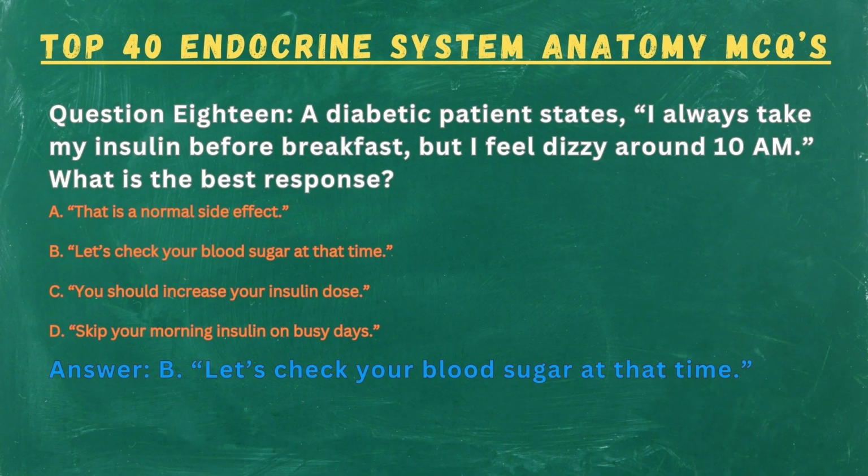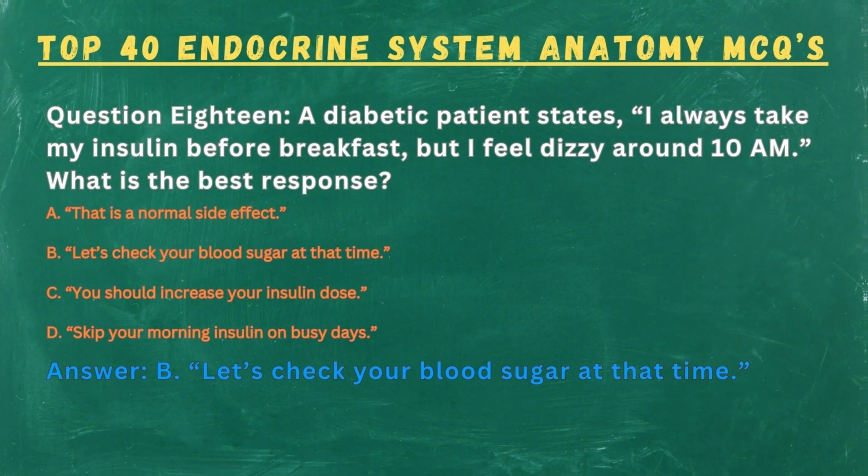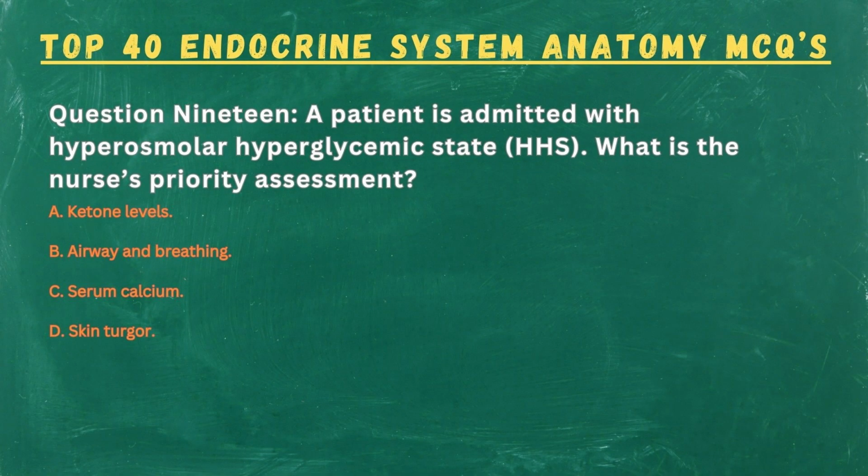Answer: B. Let's check your blood sugar at that time. Question 19. A patient is admitted with hyperosmolar hyperglycemic state, HHS. What is the nurse's priority assessment? A. Ketone levels. B. Airway and breathing. C. Serum calcium. D. Skin turgor.